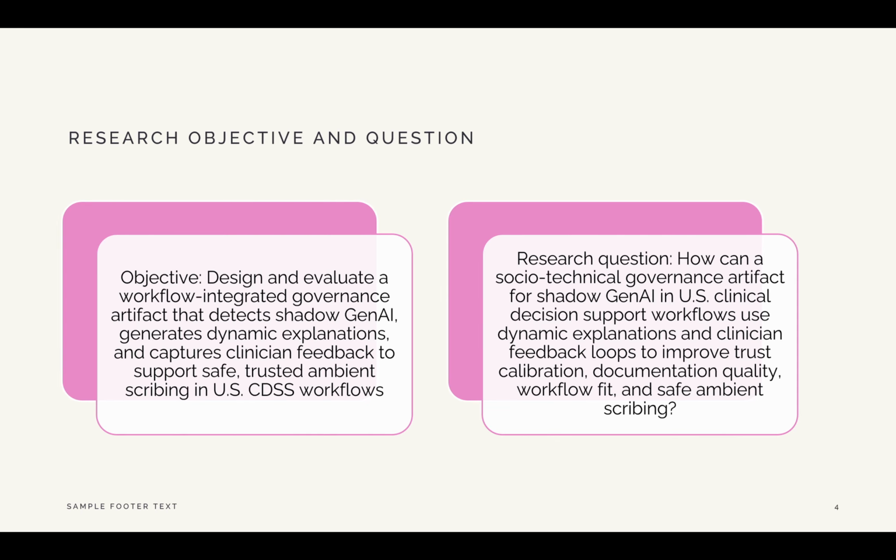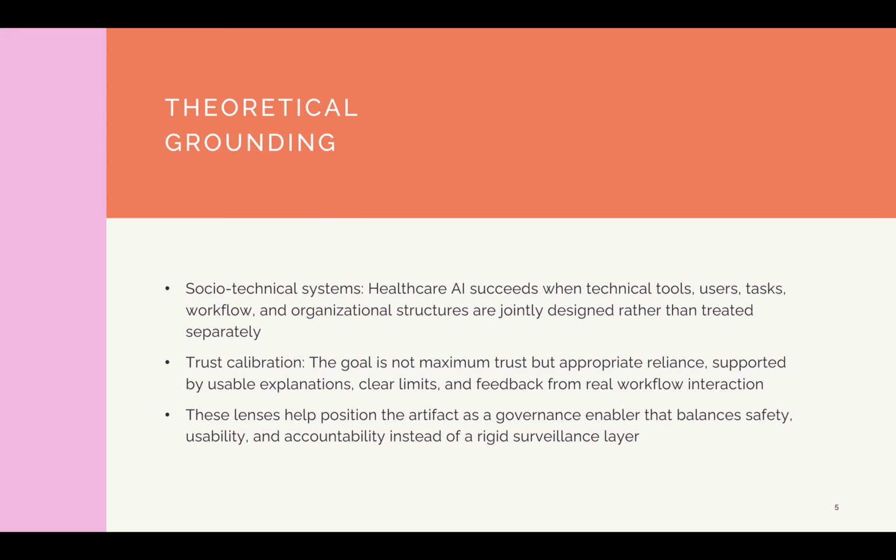So the next slide here is theoretical grounding. This study is grounded in two main lenses. First is the socio-technical systems theory, which is important because healthcare AI does not succeed based on model performance alone. It must fit users' task flow and organizational context. The second is that I use trust calibration literature, because the goal in clinical AI is not to maximize trust building, but to support appropriate reliance through usability, explanation, and visible limits.